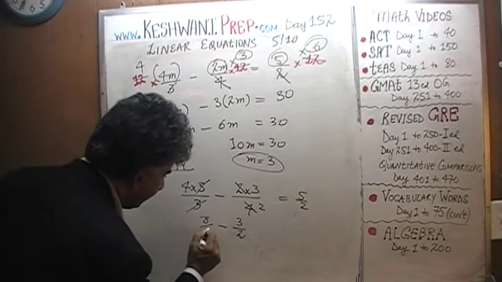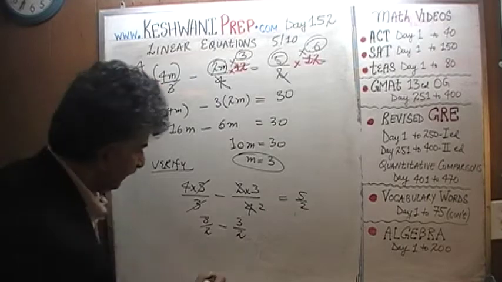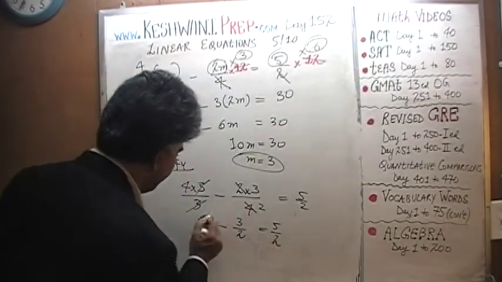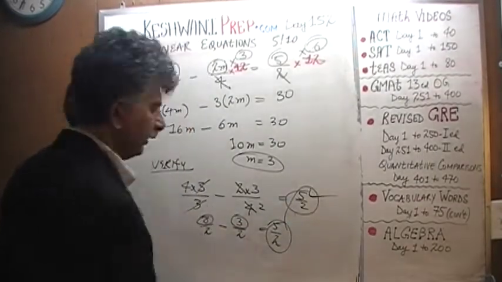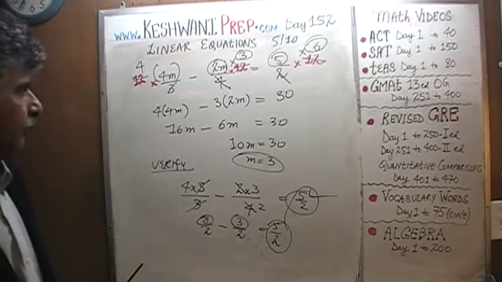This 4 here can be written as 8 halves. 8 halves minus 3 halves equals 5 halves. If you have 8 halves, you take away 3 halves, we are left with 5 halves. It works. Let's do one more, shall we?